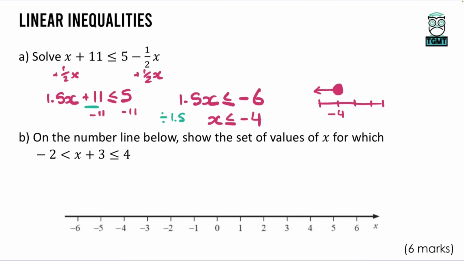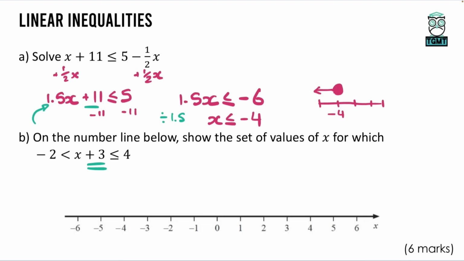Part B here does ask us to draw a number line. So it says on the number line, show the set of values of x for which, and then we have this joint inequality, and sitting in the middle of that joint inequality, we have a +3. Now, when we are dealing with these, we deal with it exactly like we did just above. So in this step just here, the first thing we did was to -11, and in that case we also did divide by 1.5. Now, we do exactly the same here.